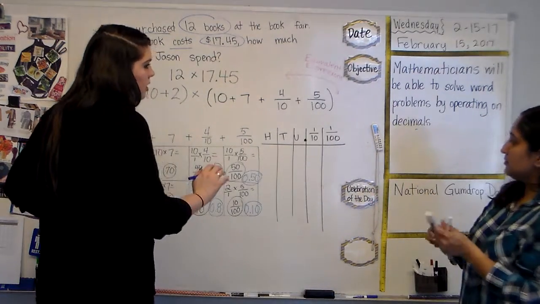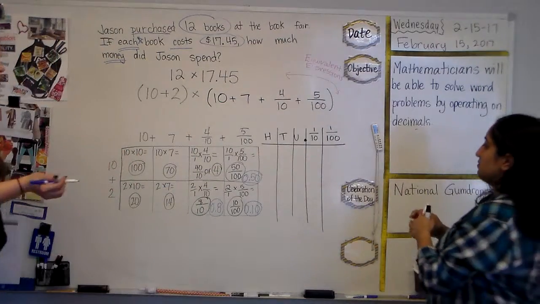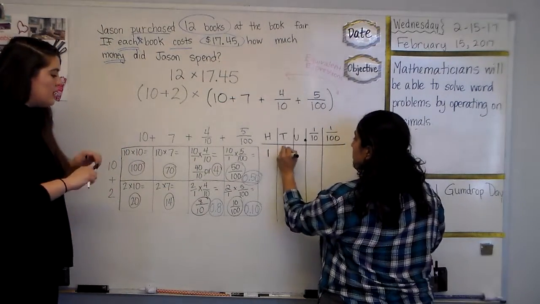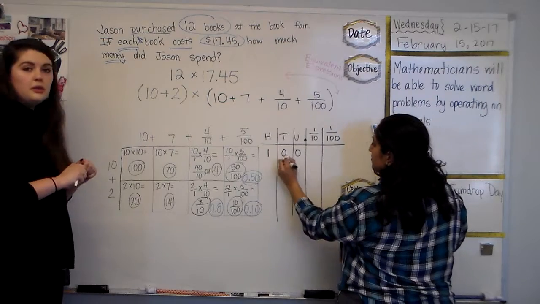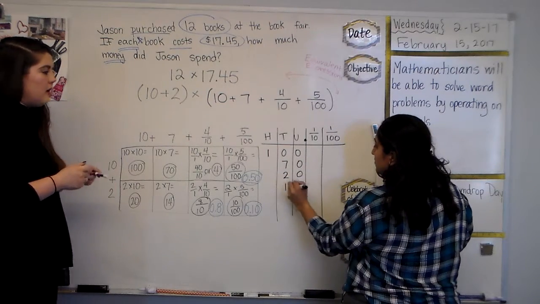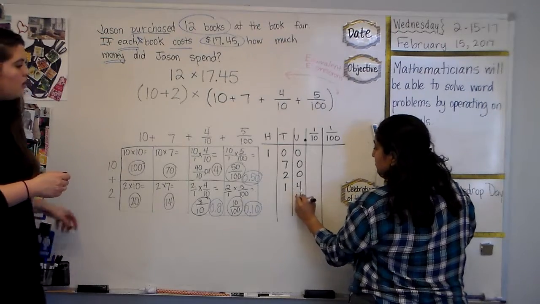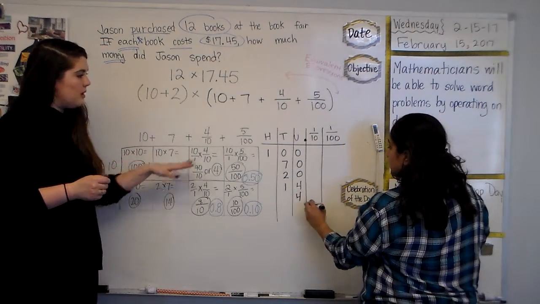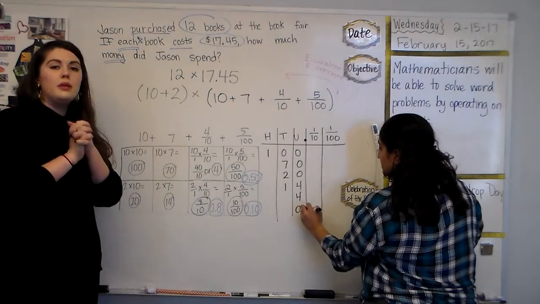So far I've turned all of our fractional amounts into decimals and left our whole numbers as whole numbers. Right now Ms. Patel is just writing all of our partial products into our place value chart.